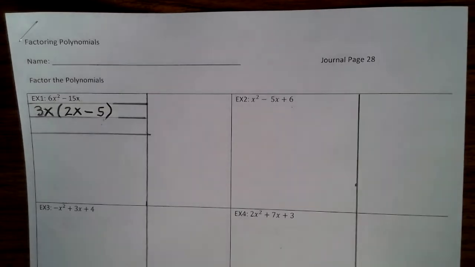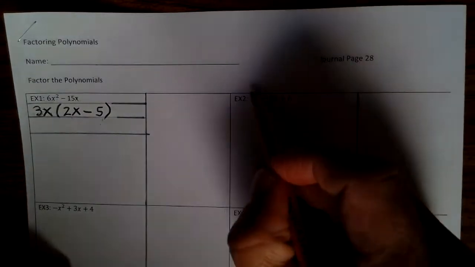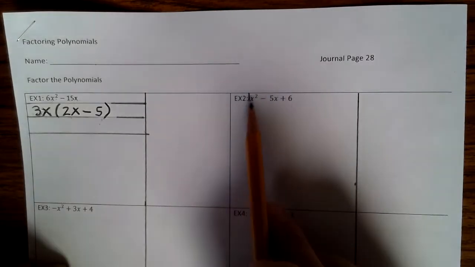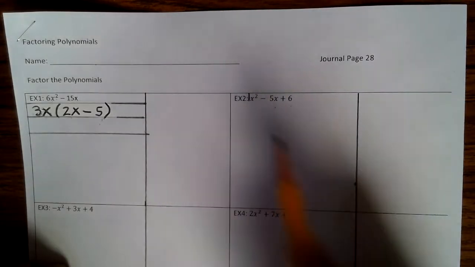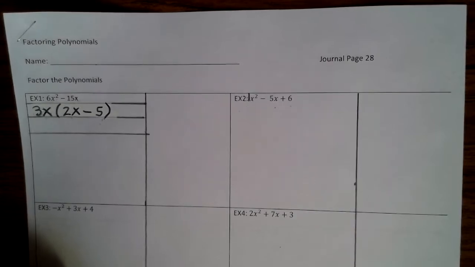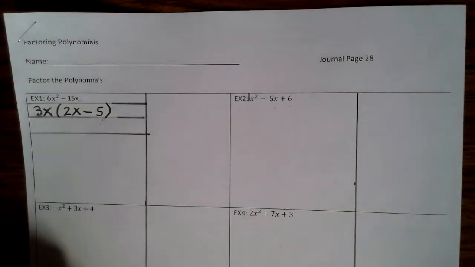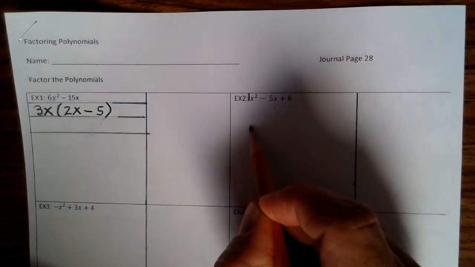Okay. Example 2. You want to look to see if there's a greatest common factor. In this case, the greatest common factor is 1. And when it's 1, you don't need to factor out a 1 from the trinomial. Okay. So now we move to step 2, and we're going to factor using the reverse box method.